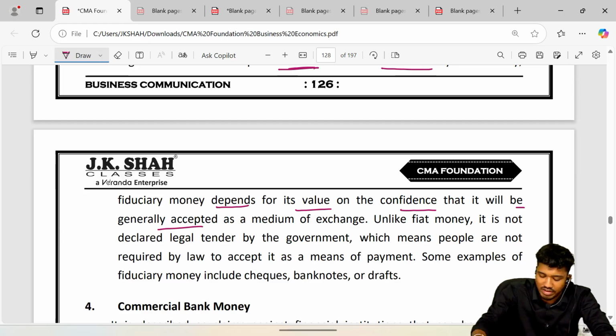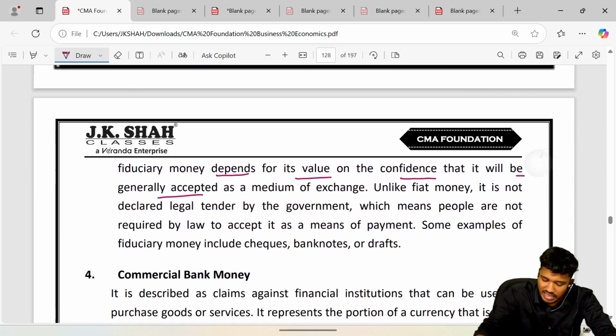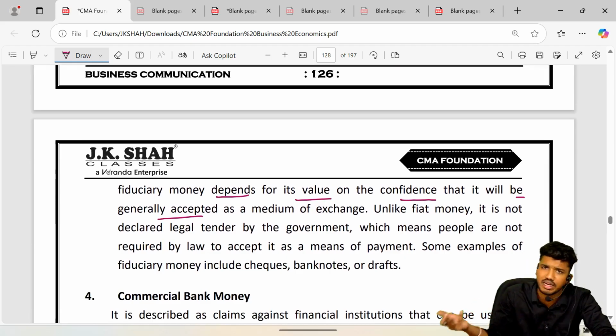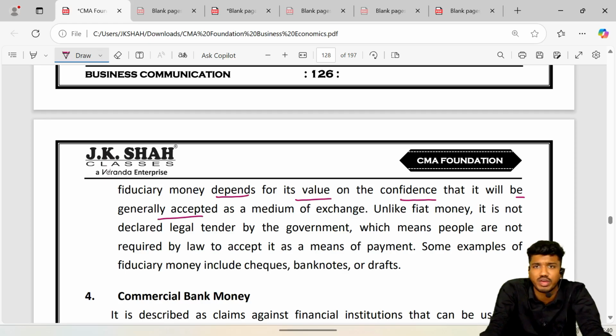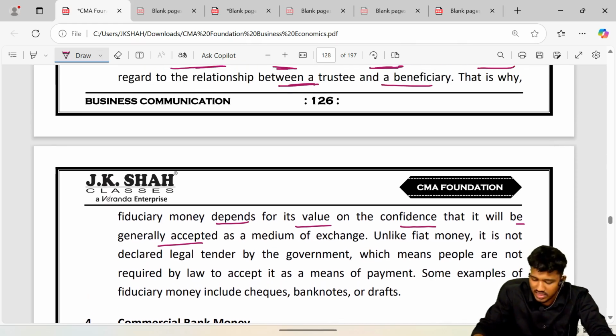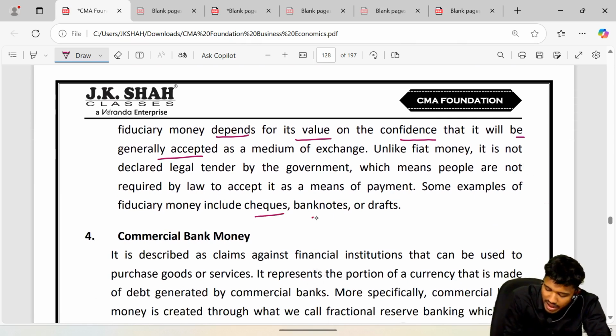So basically, fiduciary money is not legal tender altogether, but it is in the form of an option. If you want to accept cash, you can accept cash. If you want to accept something which is called fiduciary money, go ahead with that. That way. So good examples are check, bank notes and draft.